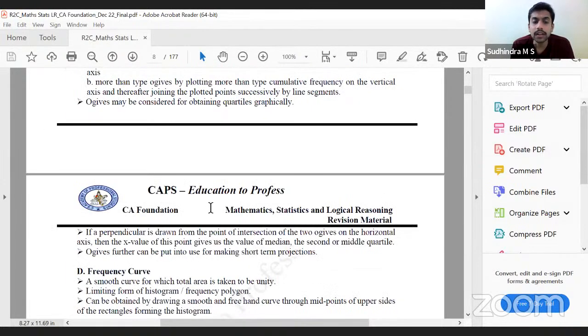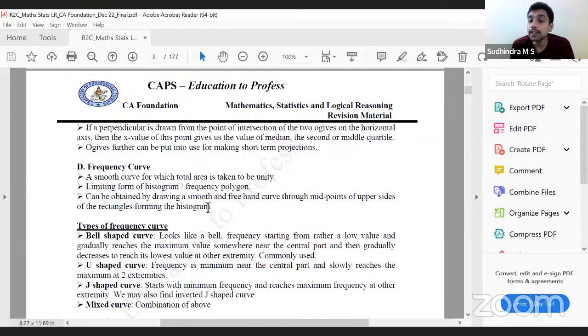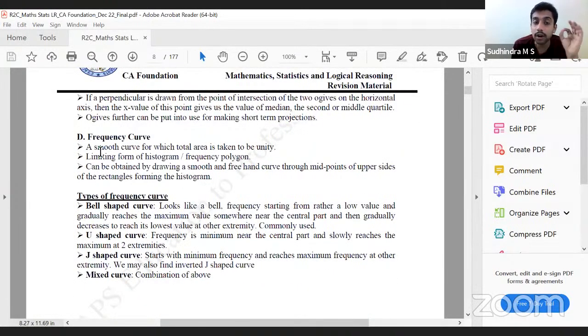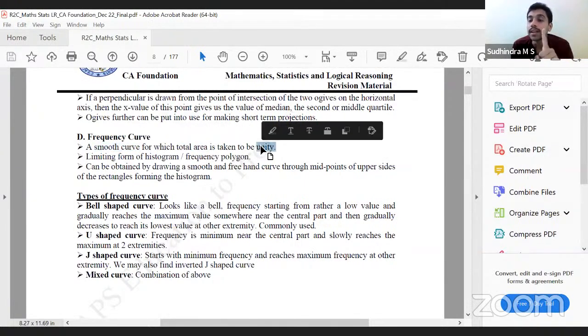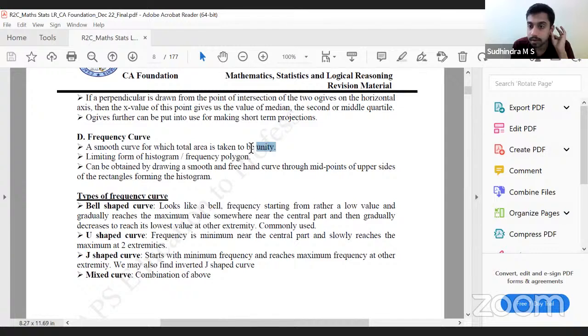And the last one, frequency curve. In case of a frequency curve, no straight lines, we will be drawing a smooth curve. And we will not consider either the frequencies or cumulative frequencies. Instead, we convert frequencies by considering the total area as unity. Basically, we will be calculating relative frequency and applying that relative frequency in the frequency curve. Using a histogram, we can get the frequency curve. How? By joining the midpoints of each rectangular bar with a freehand curve, we get the frequency curve.